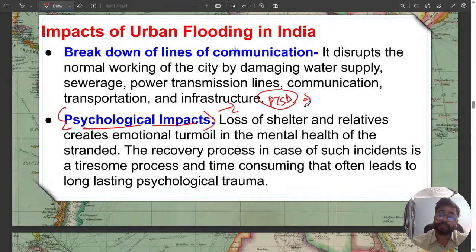So if a person has witnessed this much loss, or imagine a farmer in an urban area who was dependent on the basic minimal level of farming that he was doing, like we have many farms even in the outskirts of Delhi. All this destruction will have a long-term psychological impact on the people. And nobody talks about these types of impacts.